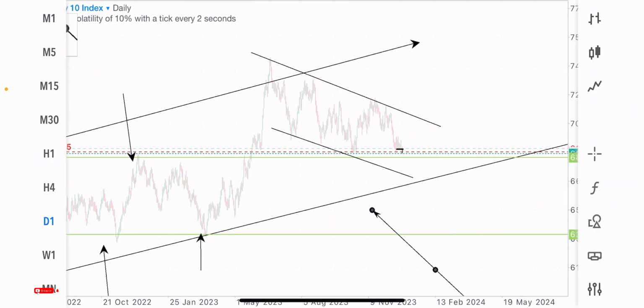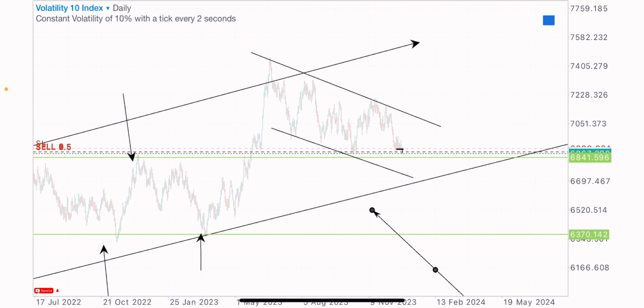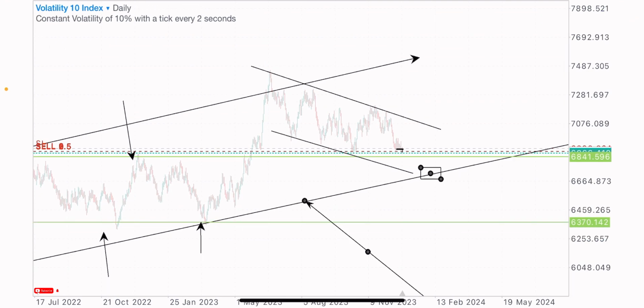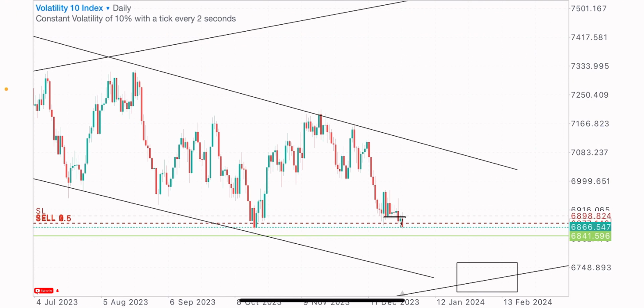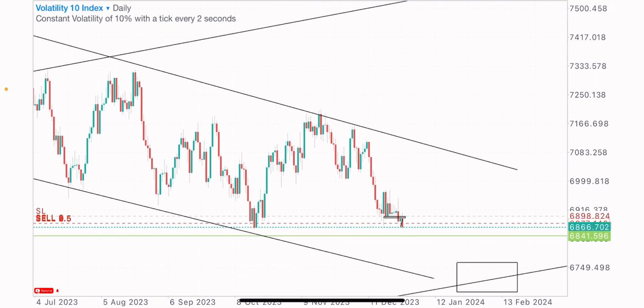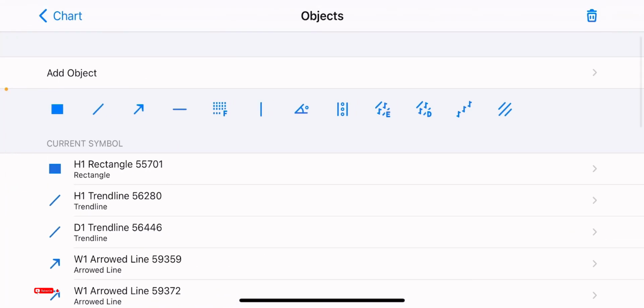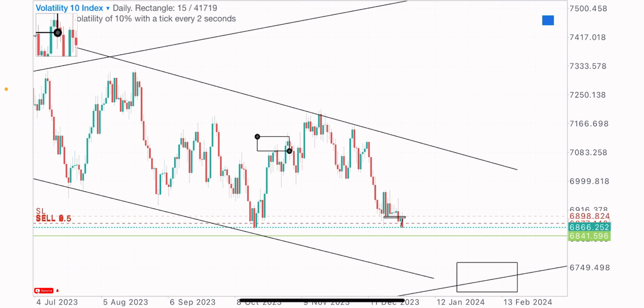This point, right? Let's mark it up. Let's identify it. This level, this particular zone on the weekly time frame, right? So we can see that the sells are expected on this index, and we can also see the market form this reversal pattern formation, this head and shoulders pattern formation.